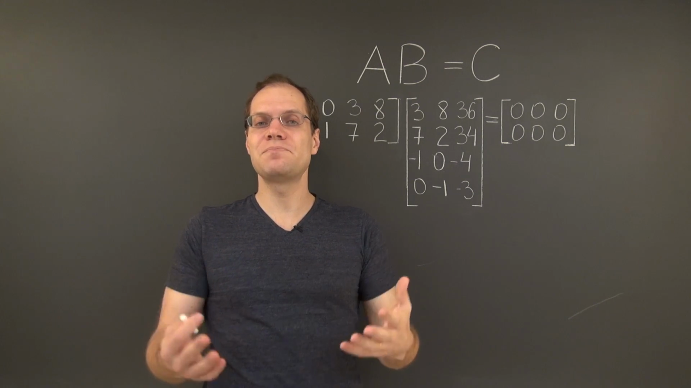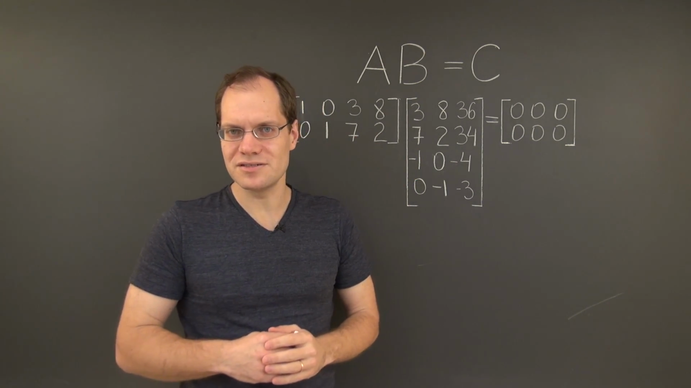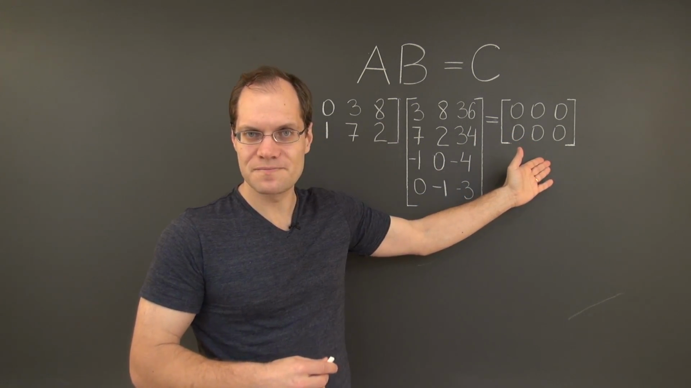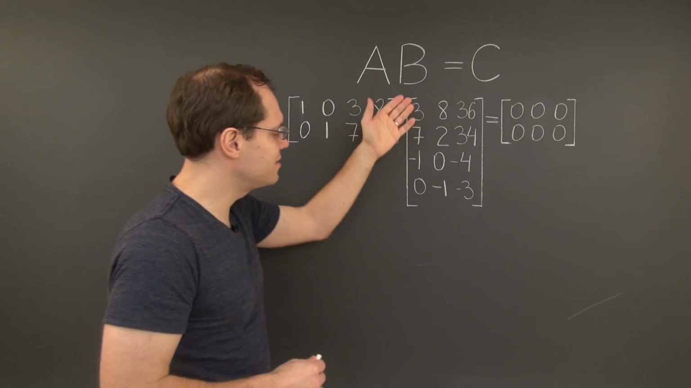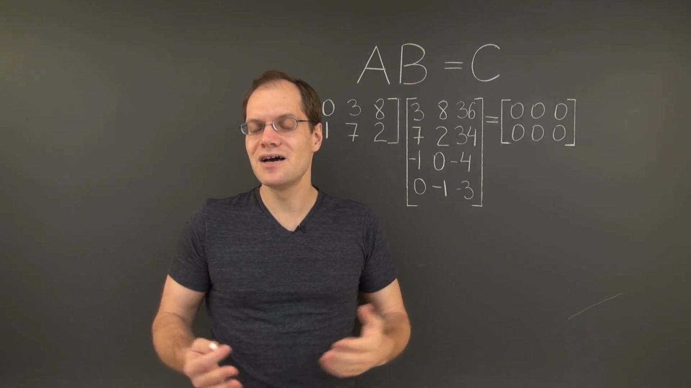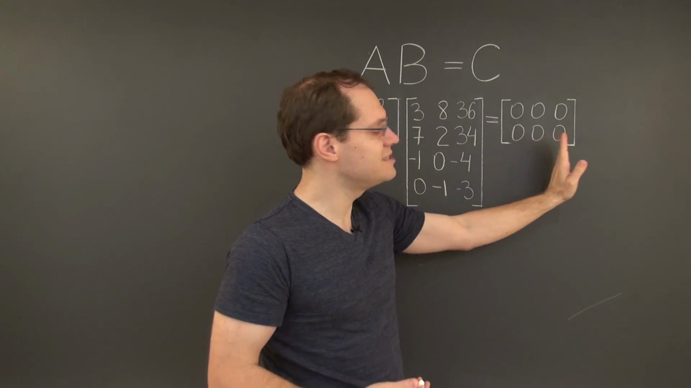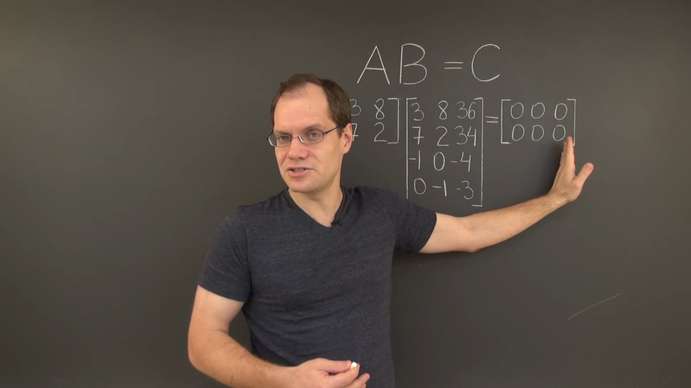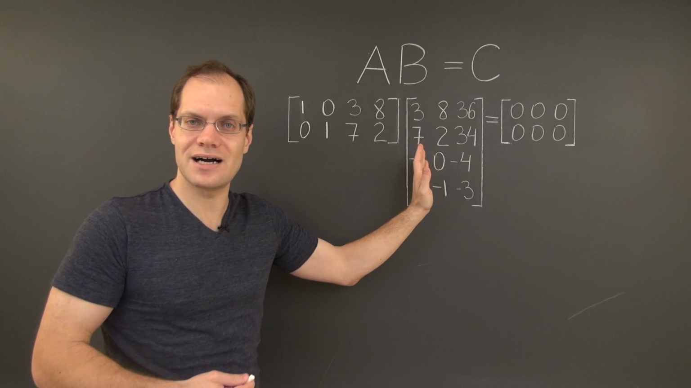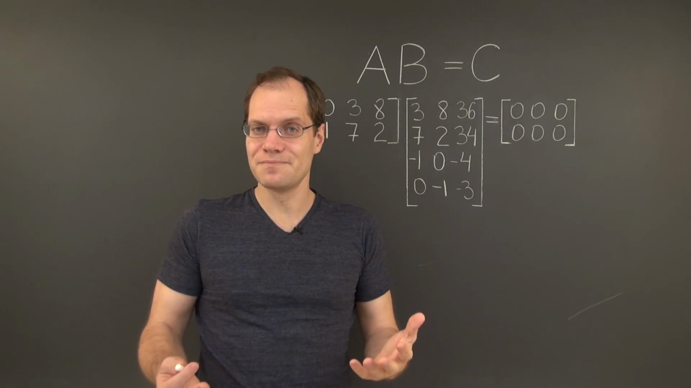So this explains how the product of two completely non-zero matrices can be the zero matrix. And that happens when the columns of the matrix on the right are in the null space of the matrix A. And that's actually the only way you could get a zero column in the resulting matrix, if the corresponding column in the matrix B comes from the null space of the matrix A.